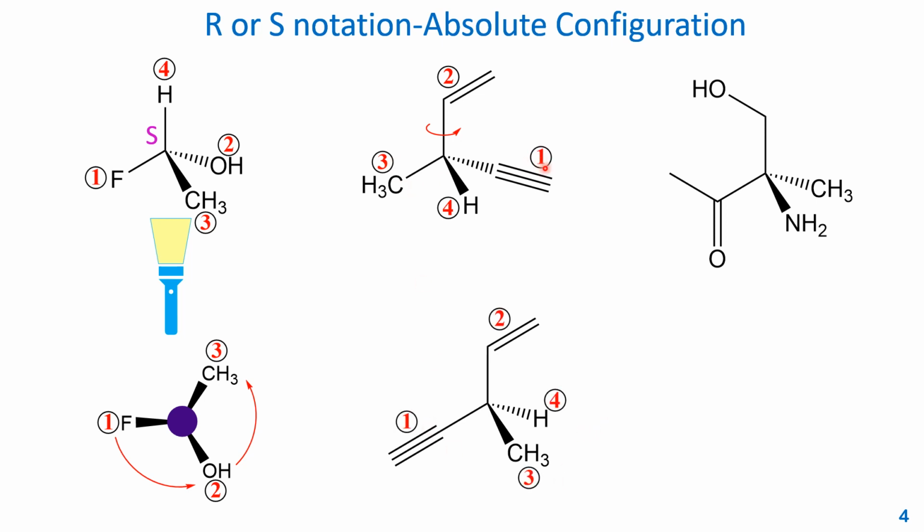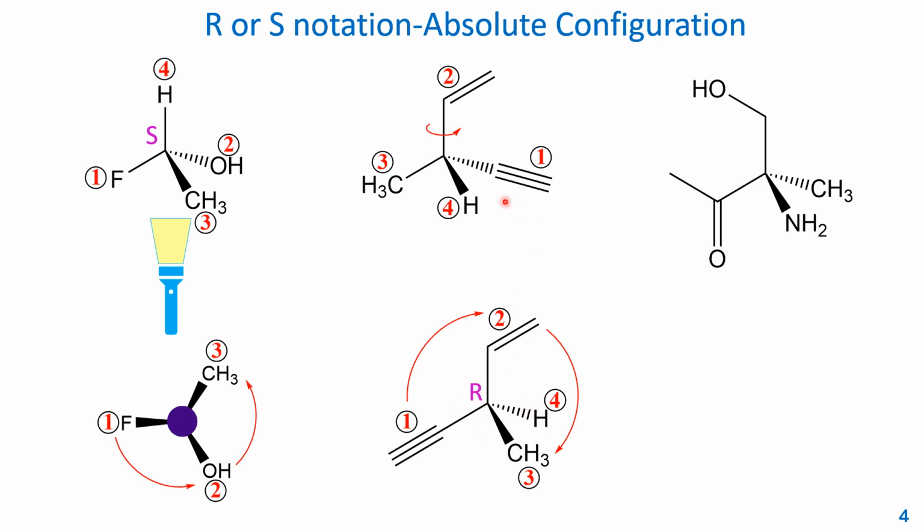The priority is 1. It's the same 1. Just rotate to here. That's 3. That's 2. That's 4. Now you look at direction. 1, 2, 3 is clockwise. So it's R. The notation is R. So this is the first way.